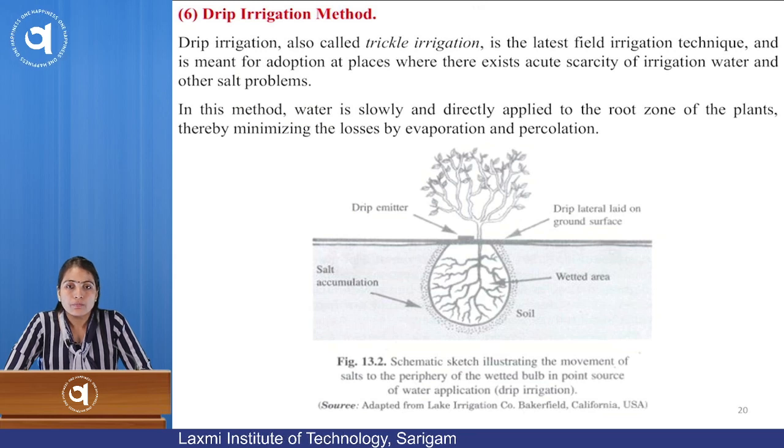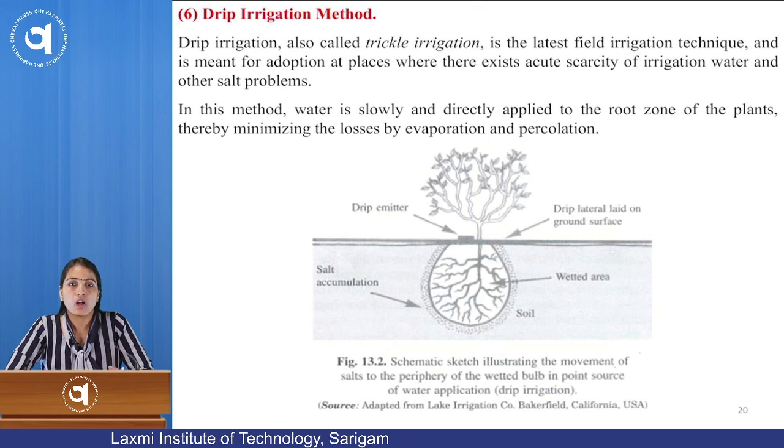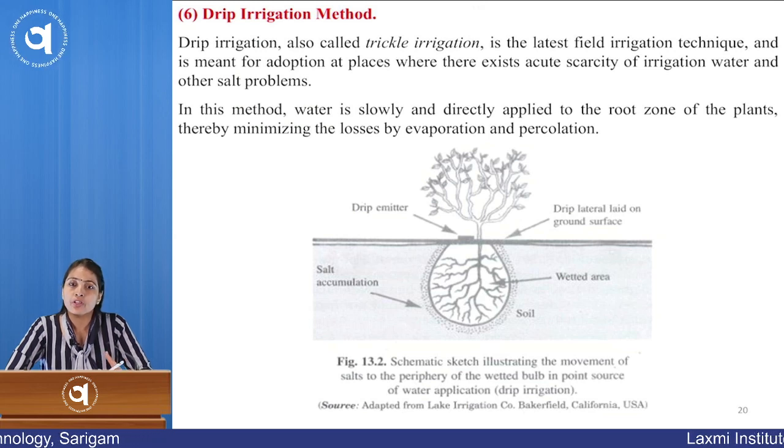So now last is the drip irrigation method. You are all aware that the drip irrigation method is now in trend as we have scarcity of water. So we are trying to adopt this drip irrigation method, but some demerits are that the initial investment is very high, and maintenance cost is also high in this drip irrigation. But the merit is that we can save water for the irrigation purpose.